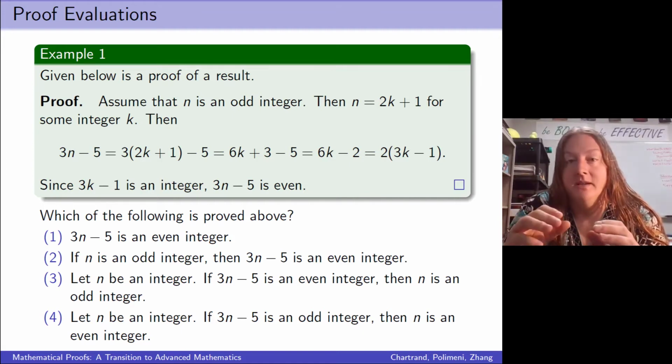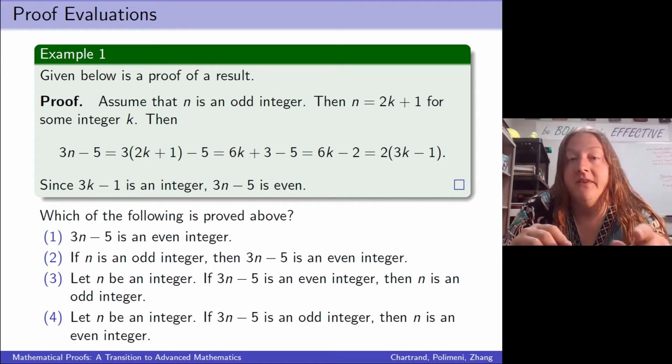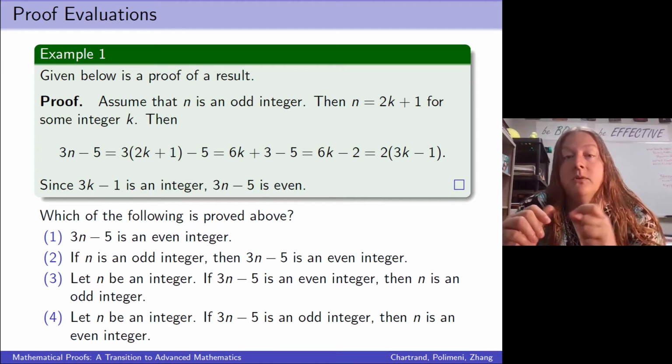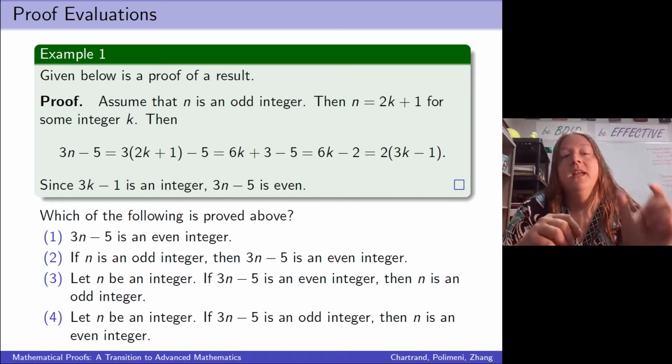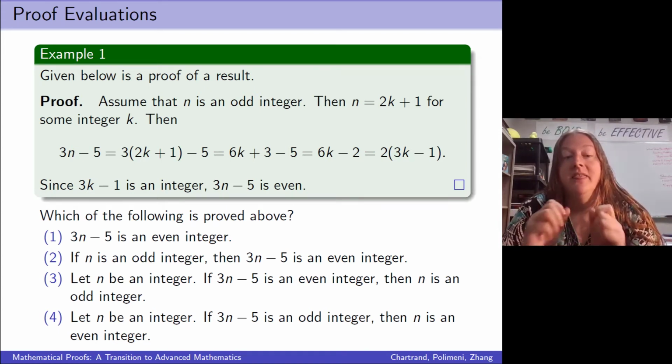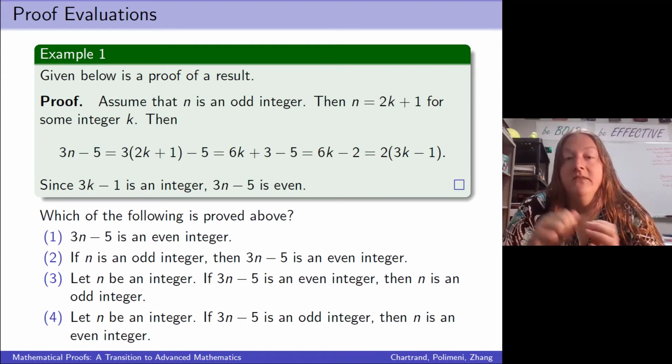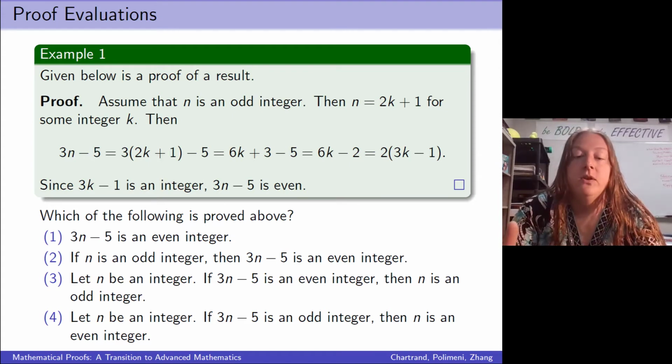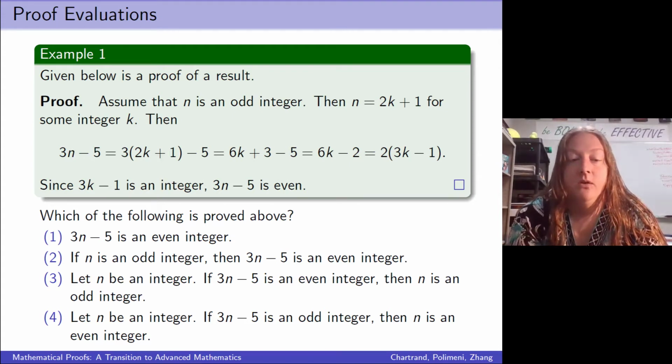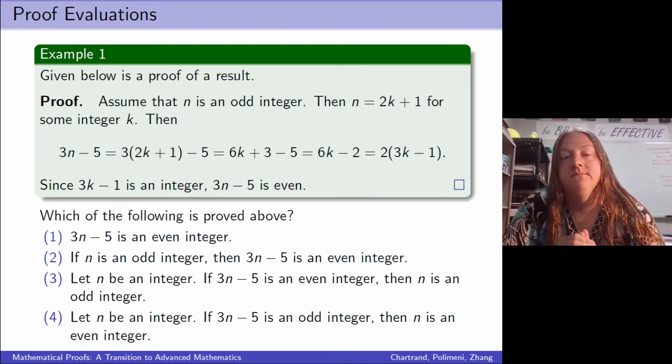My conclusion, and the thing that I've proven, I started with 3n minus 5, remember? And I got to the point where I could say that that was even. So that's the then. So I have if n is an odd integer, then 3n minus 5 is even. And if we look at the options, then we can see that option 2 is in fact exactly that.